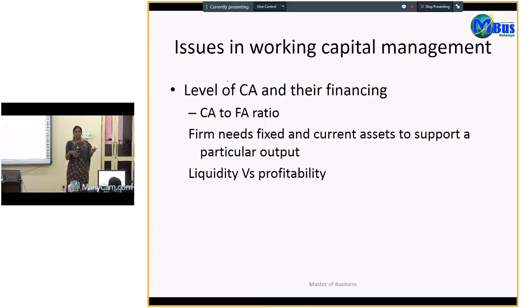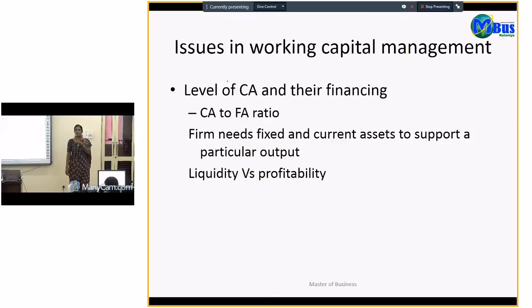If we lock all the money that we have raised from long-term sources and short-term sources in that particular machine, what have we done? We have purchased the machine to increase the production. When we are going to use that machine, we have to use some labor. Sometimes we might have to use some small components to operate that machine.